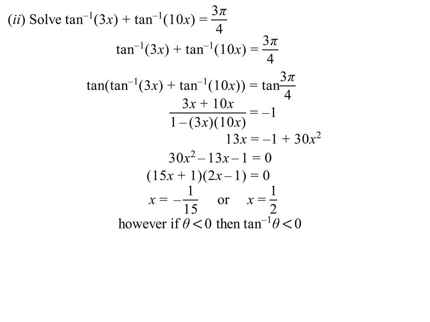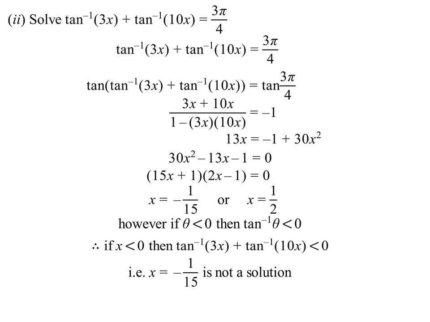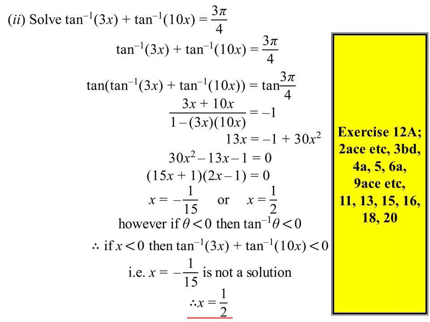And what we know is if theta is less than 0, then the inverse tan of theta is also less than 0. So if I'm saying inverse tan of 3x plus inverse tan of 10x is equal to a positive number, it would be impossible for x to be negative. Therefore, that's not a solution, so the only solution to this equation is x equals a half. Okay, that shall do us.